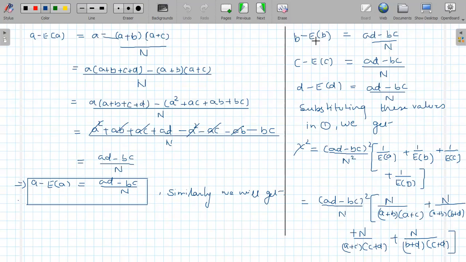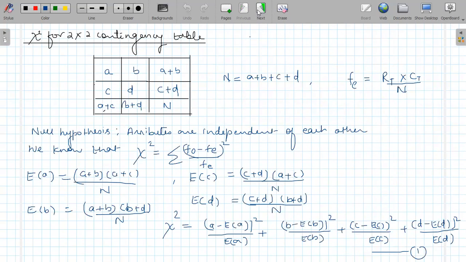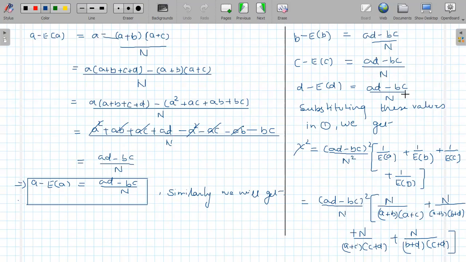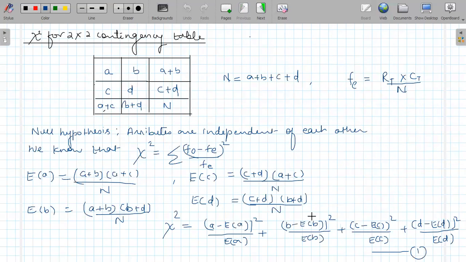Similarly, we find the values of B minus EB, C minus EC, D minus ED. In these you may get two of the terms as BC minus AD also, but because of the whole square here, I have written AD minus BC, because by taking negative sign in common, when you do the whole square, the negative sign will become positive. So there is no effect.